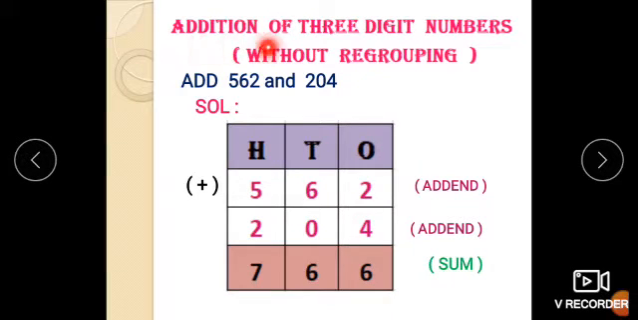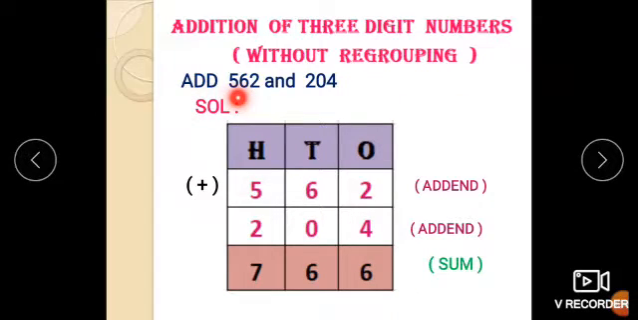Addition of 3-digit numbers without regrouping. Without using the method of carrying the numbers, that is called without regrouping. Now let us learn how to add 3-digit numbers without regrouping. Okay, I give an example sum.